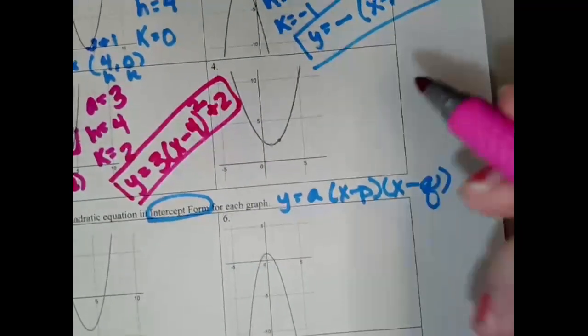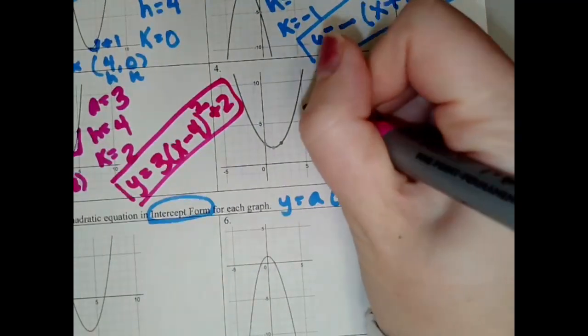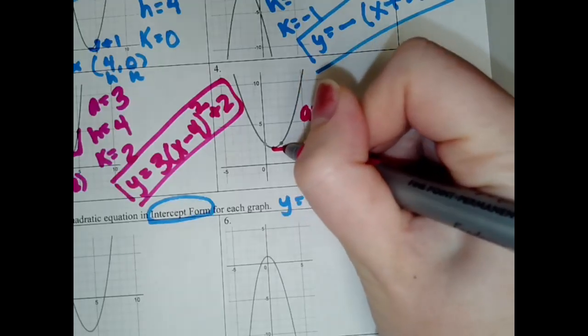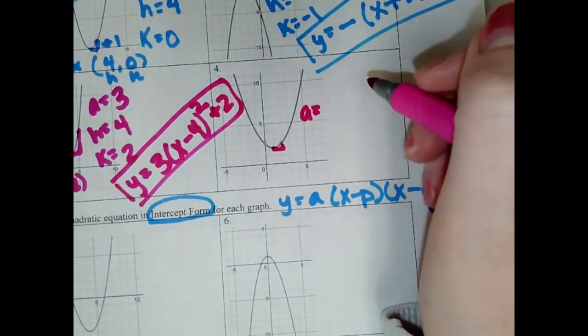Let's do another one. Once again, what is a, what is h, what is k? A, I move right 1, up only half of a unit, it looks like.